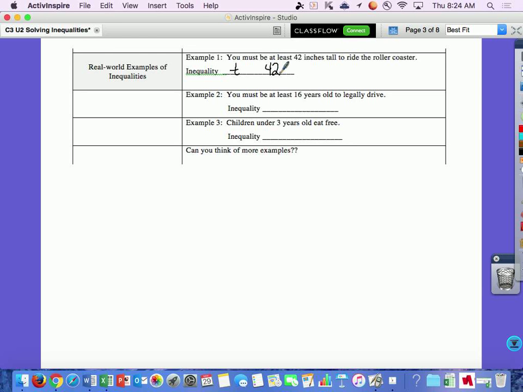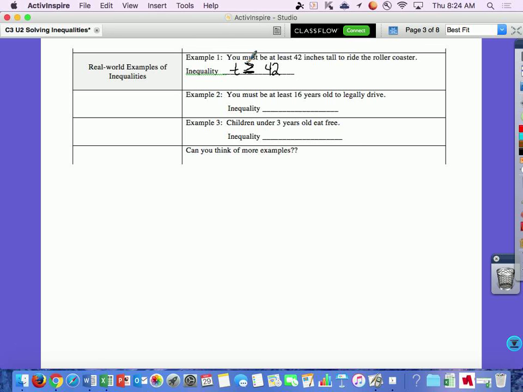If you're going to be at least 42 inches tall, that means that anything bigger than 42 works. Then you can be 42 inches too, so we're going to put the equal sign on the bottom. So like if you're 52 inches tall, you can ride the roller coaster. Okay, so your height just has to be bigger or equal to 42.